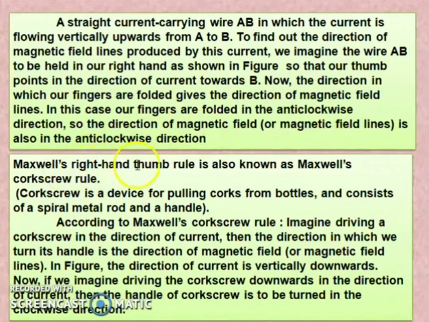Now the Maxwell right hand thumb rule is also known as the Maxwell corkscrew rule. The corkscrew is a device for pulling a screw from a bottle, consisting of a spiral metal rod with a handle. So according to the Maxwell corkscrew rule, imagine driving a corkscrew in the direction of current. Then the direction in which it turns its handle is the direction of the magnetic field lines. So it is given in the figure.